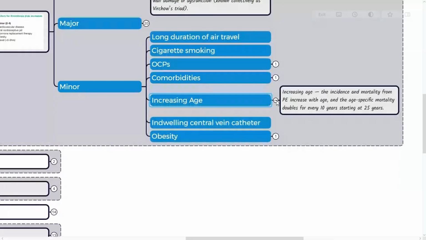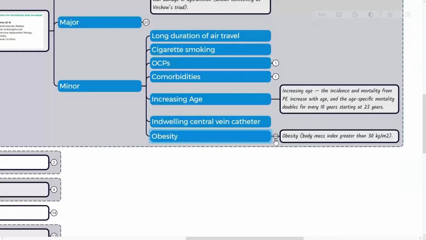Minor risk factors include the following: obesity, body mass index greater than 30 kilograms per meter square, 1 or more significant medical comorbidities, long duration of air travel, cigarette smoking, indwelling central vein catheter, the use of combined oral contraception within the previous year or hormone replacement therapy.